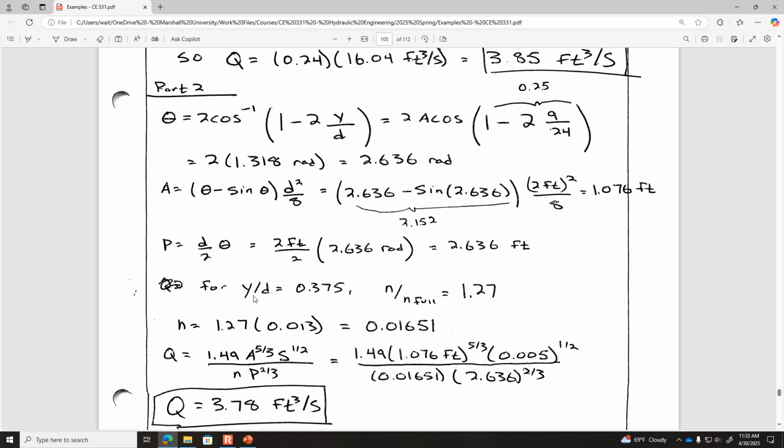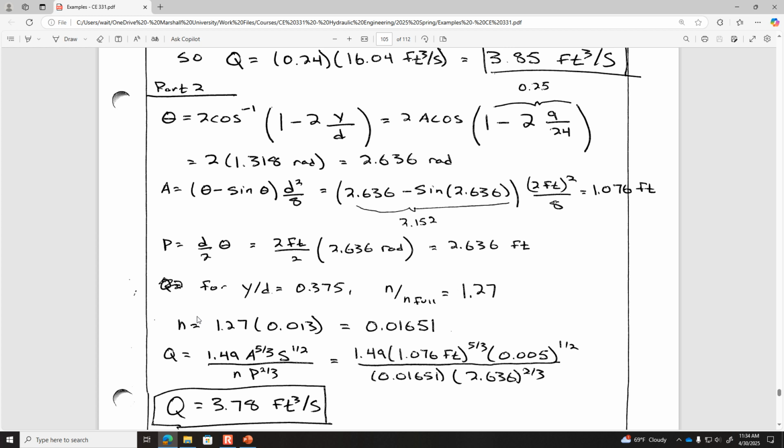Okay, so if we do it this other way, by finding out what the angle is, and then using that to find the area, wetted perimeter, and the corrected n value, then you can see the result. The flow rate is 3.78 cubic feet per second. So the first method, we got 3.85 cubic feet per second. This one, 3.78. The difference is simply how we are reading numbers off of that nomograph.